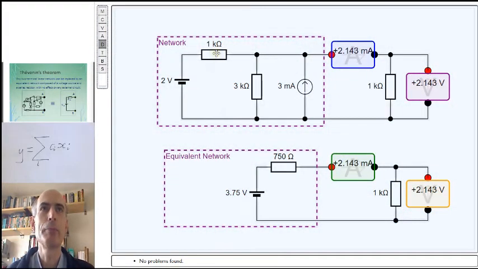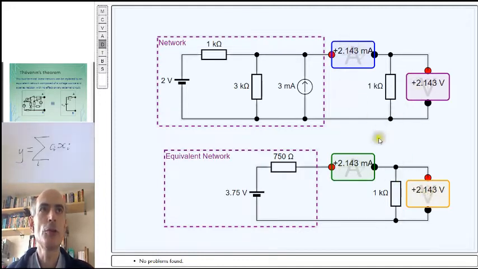Here we have a network. It consists of two resistors, a voltage source and a current source. It is currently outputting a current of 2.143 milliamps, and there's a voltage across its terminals of 2.143 volts, with a 1K resistor at that point there. And here is the equivalent network. A single voltage source with a single resistance in series. As you'll see, it's outputting the same current and the same voltage.